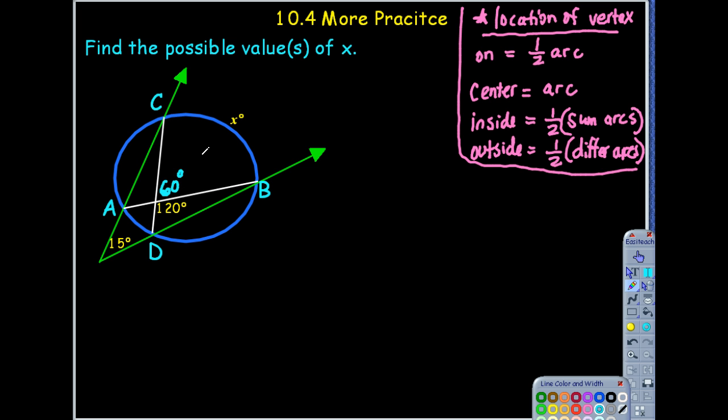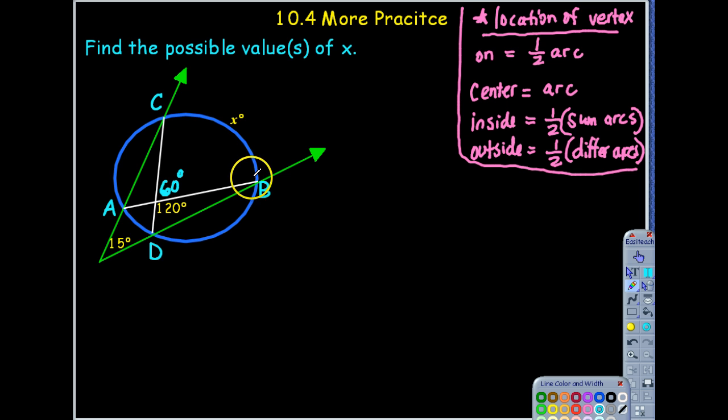What does this have to do with the problem? This one is not related to the arc, but now this angle is related to it. This angle's vertex is located inside the circle. So if it's inside, it's half of the sum of its arcs. What are the arcs involved with the 60 degree angle? The x and then the arc AD.